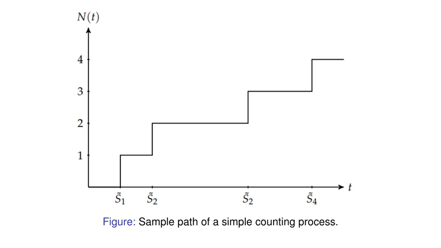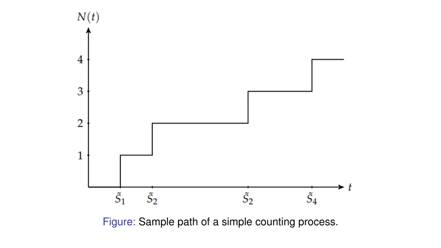Each discontinuity in the sample path of such a counting process can be visualized as a jump. A simple counting process, which is what we're typically interested in with Poisson processes, has the property that its jump sizes are almost surely unity.